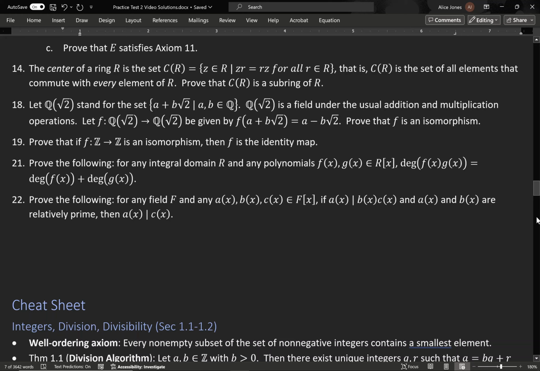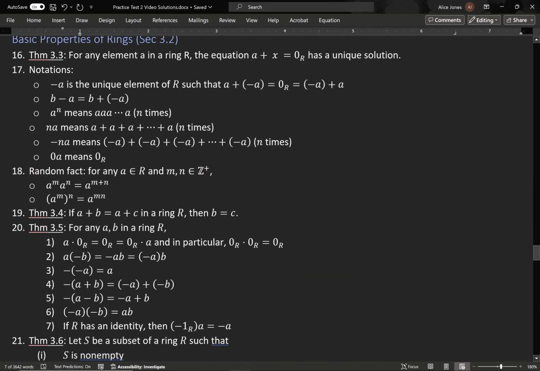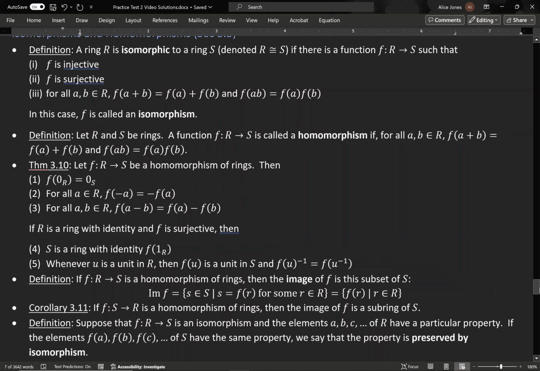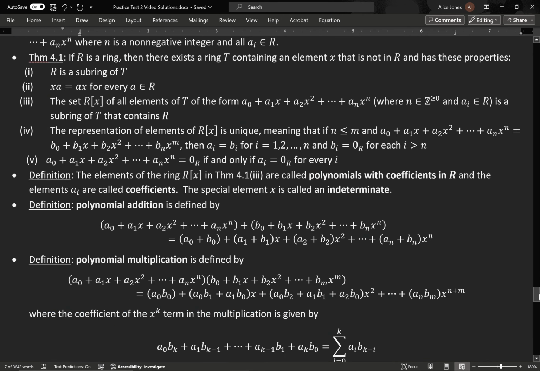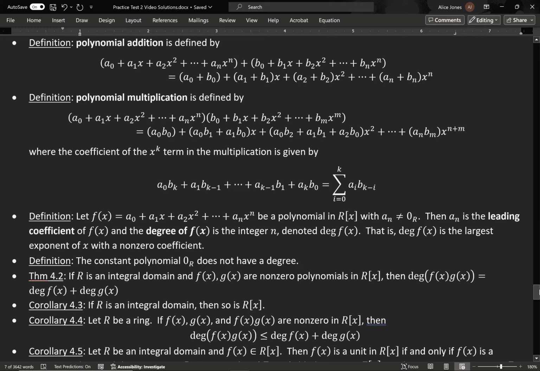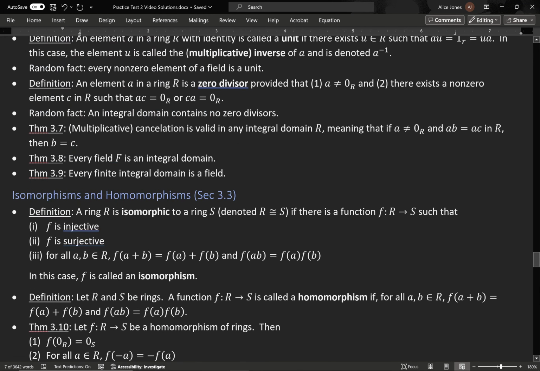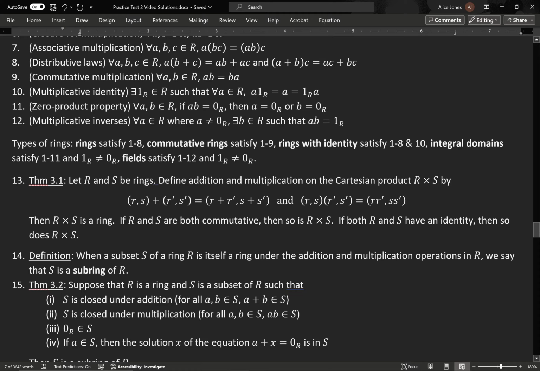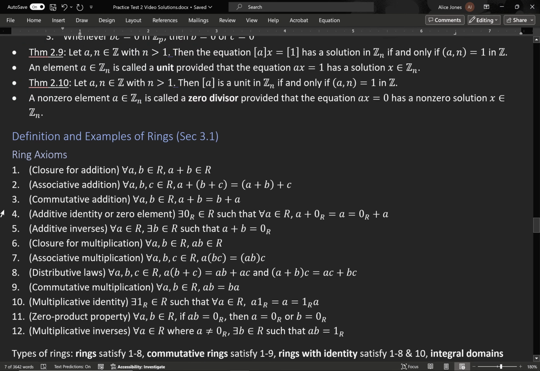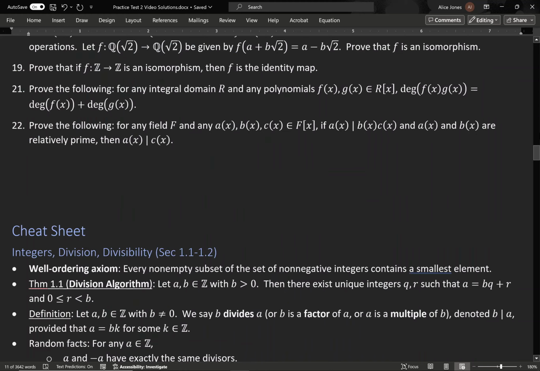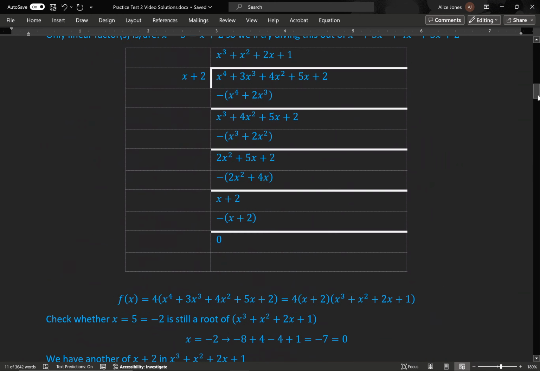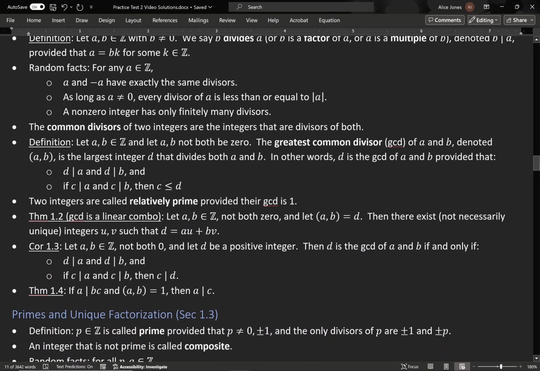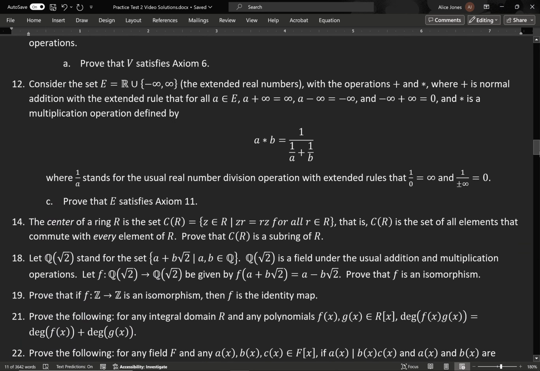For this, I would just go ahead and note what axiom 4 is, because I do not have these memorized, even though I've taught this a bunch. There's just too many of them. Let's see. So axiom 4 is, here it is. Ring axioms, additive identity, or zero element. So we need to show that there exists a zero element.